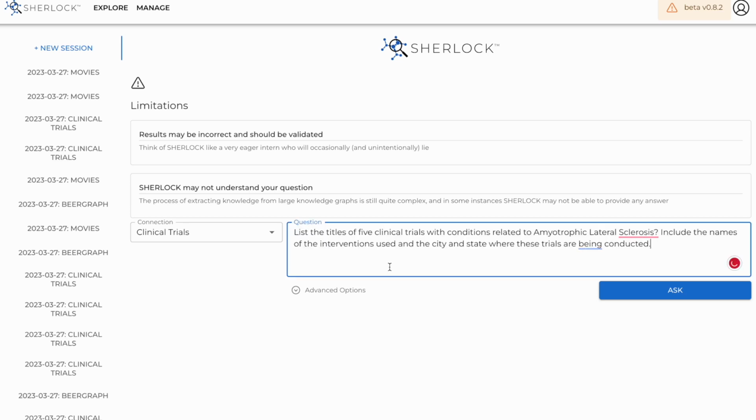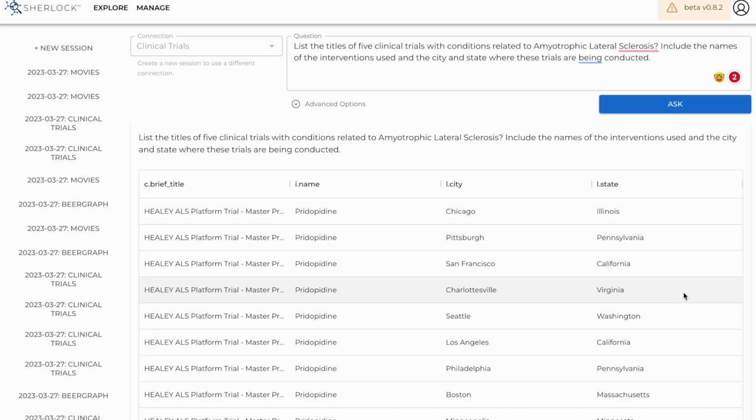Here we'll paste in a complex question into the Sherlock interface and ask not only what are the titles of clinical trials, but also what are the interventions and the city and state where these clinical trials about ALS are being conducted. Sherlock will learn about the database, formulate a query, and bring back the results to you so that you can learn more about the clinical trials, all without having to know any Cypher.